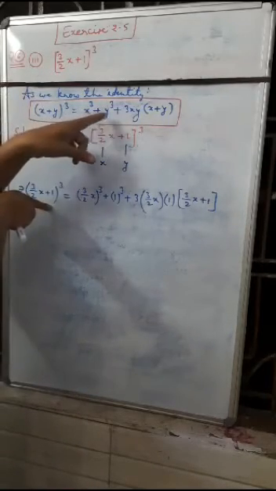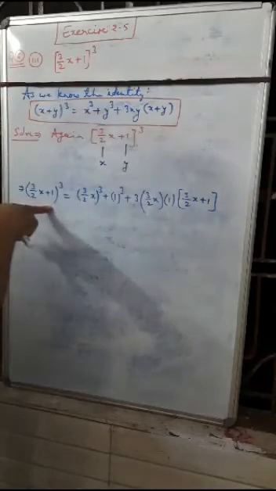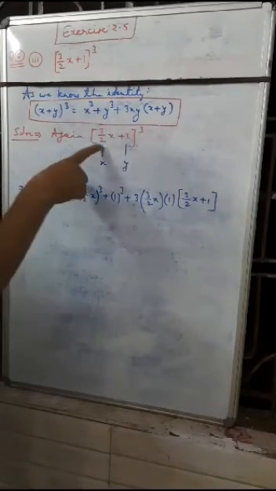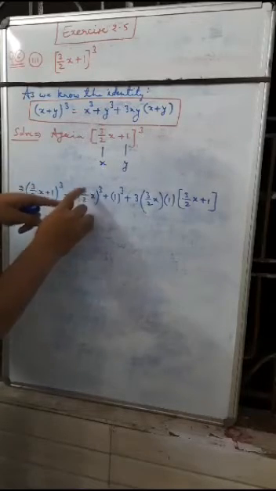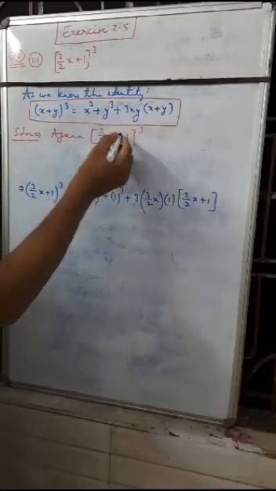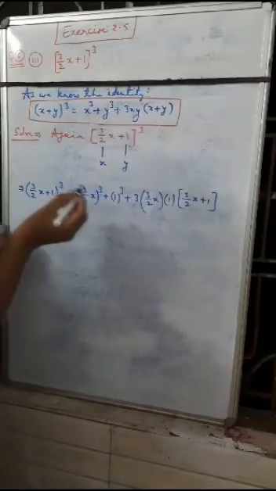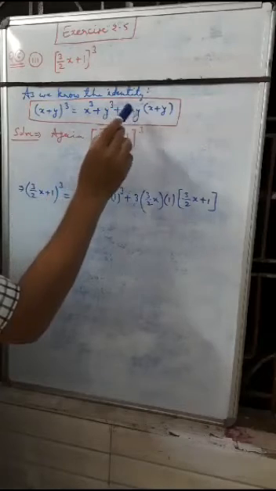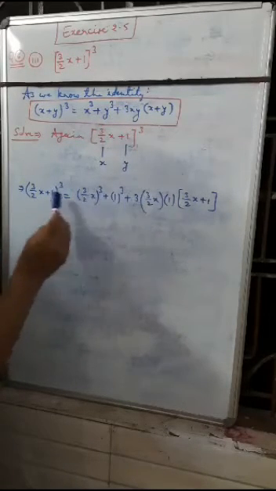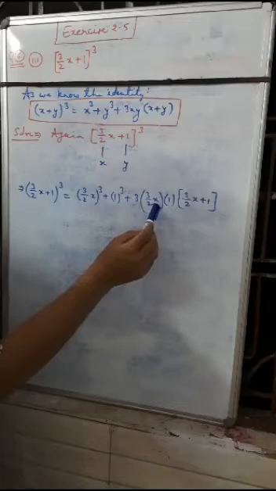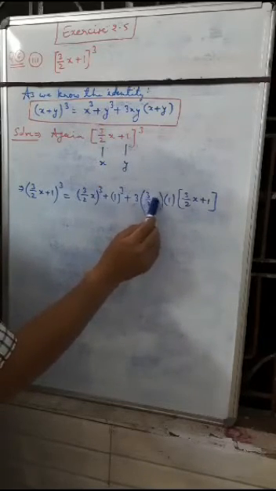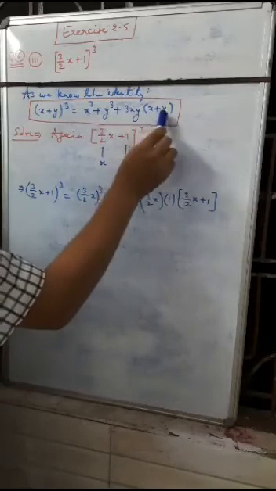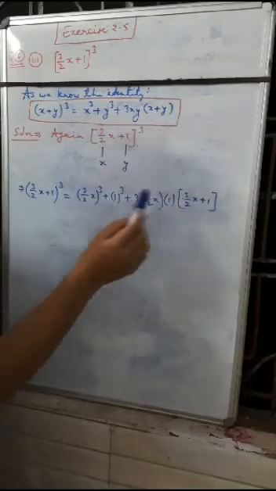So how will we expand it? In the form of x cube plus y cube plus 3xy into x plus y. So in place of x cube you will write 3 by 2x to the whole cube. Then y is 1, so 1 to the whole cube. Then plus 3xy. So 3 into x, what is x? 3 by 2x, we will write in bracket, and y is equal to 1 here. So 3 into 3 by 2x into 1, and again x plus y, so we will write again 3 by 2x plus 1.